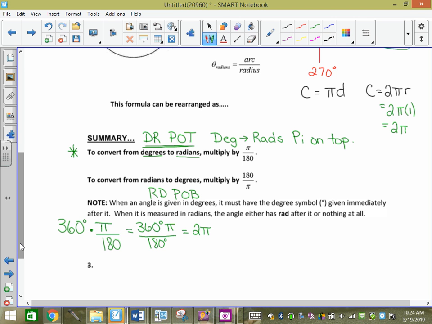So I can either say 2 pi, and we assume it to be radians. That's why we need the degree symbol in order to know that it's a degree. So I could say 2 pi, that's radians, or I could say 2 pi rads, or I could say 2 pi radians. These all mean the same thing. But if there is no unit behind it, we assume it to be a radian measure. Okay? That's why the degree symbol is super important. If you don't have the degree symbol, it's assumed to be a radian measure.